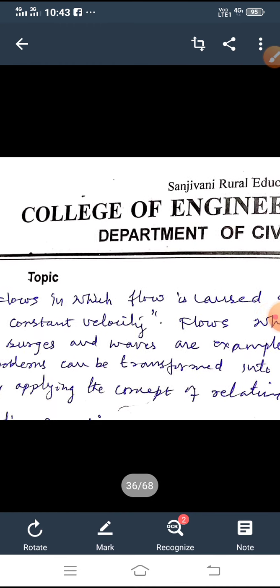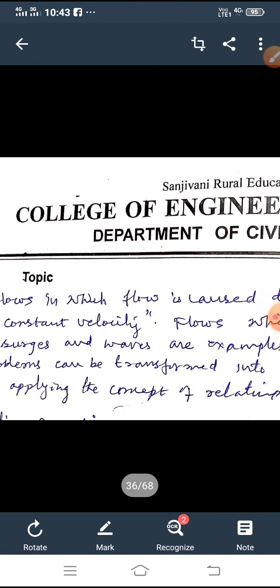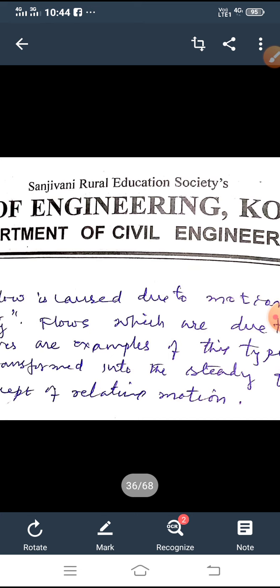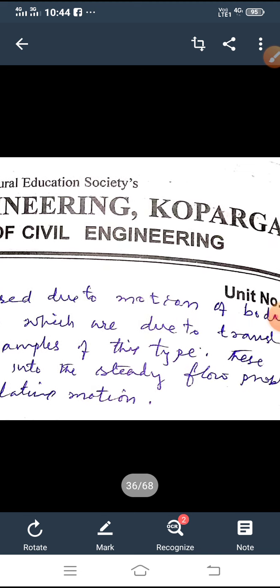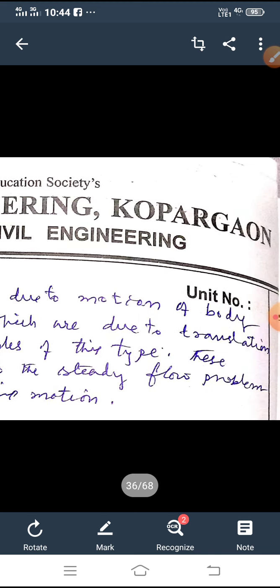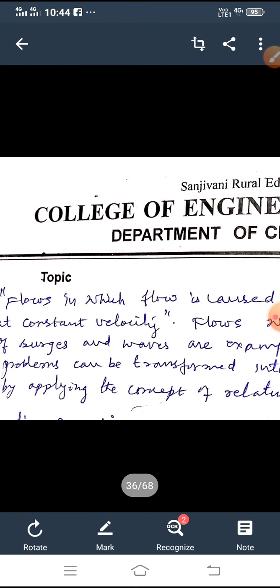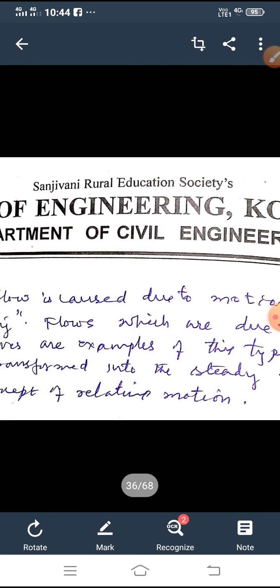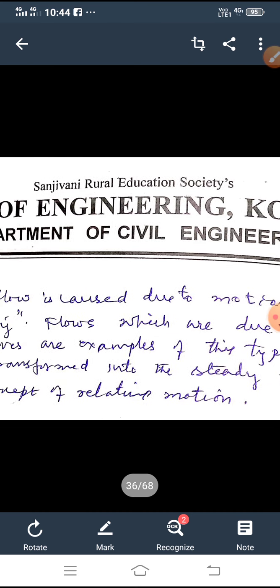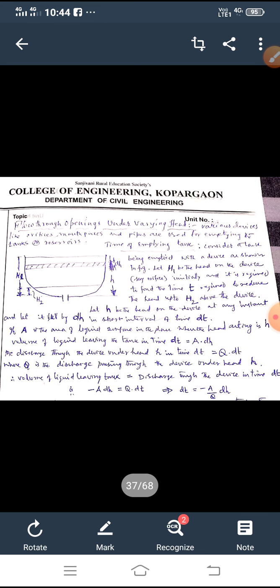Lastly, fourth case, flows in which the flow is caused due to motion of the body at constant velocity. This is to be kept in mind. Flows which are due to translation of surges and waves are good examples of this category. However, these problems can be transformed into steady flow problems just by using the concept of relative motion. So there are 4 cases.